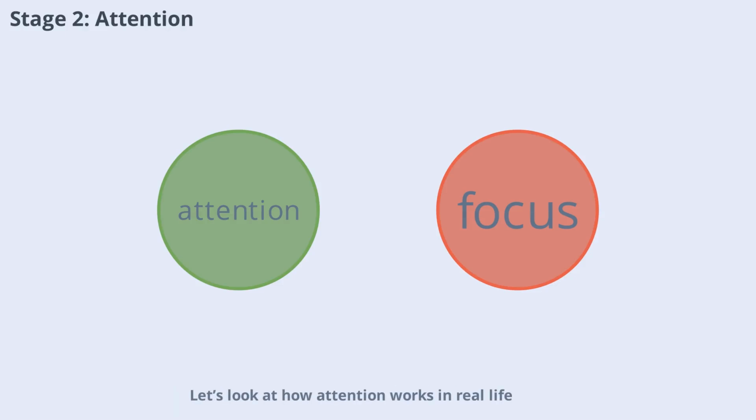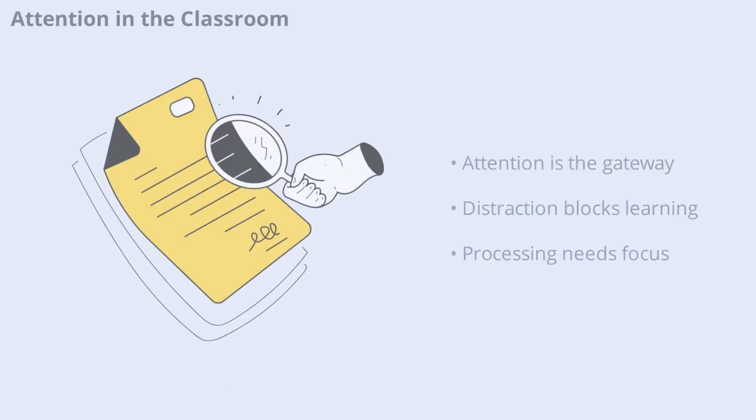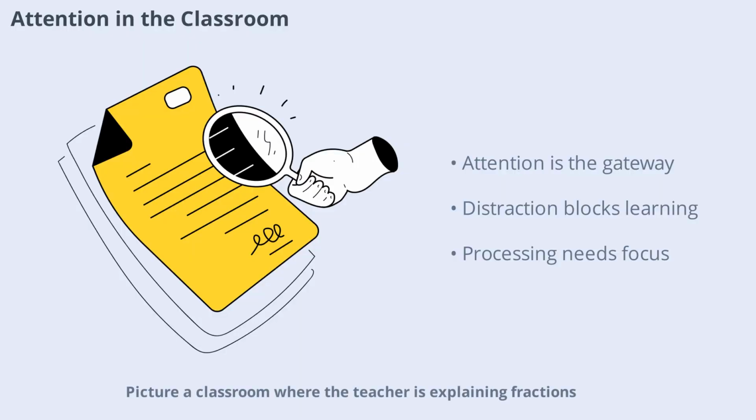Let's look at how attention works in real life. Picture a classroom where the teacher is explaining fractions. One student is watching and listening carefully, while another is staring out the window at a bird. Both students hear the teacher's voice, but only the first student is truly paying attention. The second student, distracted by the bird, doesn't process the lesson. Later, the student might say, "I didn't understand the lesson," but the real issue is that their brain never processed the information in the first place. Attention is the key to moving information forward in the learning process.